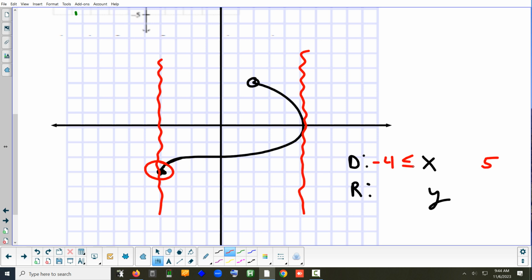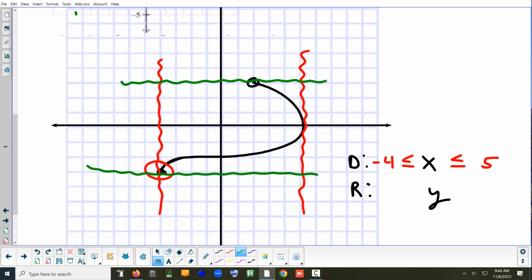All right. And now, on this one, does it look like we're actually hitting 5 on that graph? Yeah, we're hitting it. So that one's okay. So in that case, we use the equal to. Now let's look at the range. This is how far down we go. That's how far up we go.